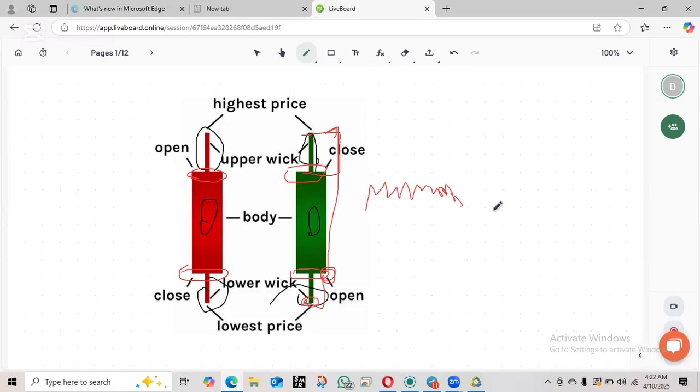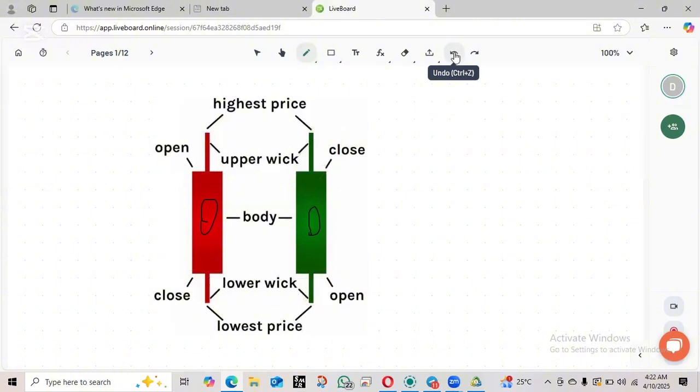Price moves like this, and like this. That's just how price moves. The reason it is like this is because of the forces of demand and supply. Now there could be demand here. This bullish candle started, it opened here, which was a demand. So there was demand here.